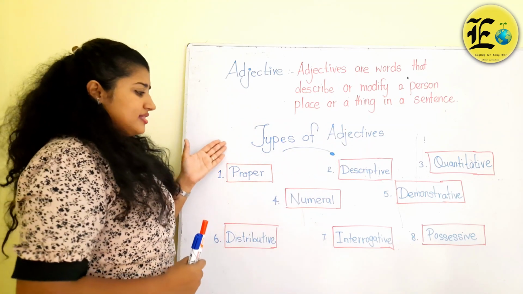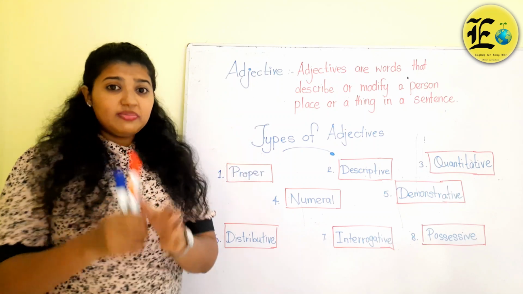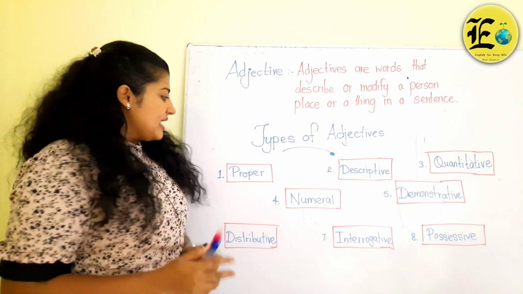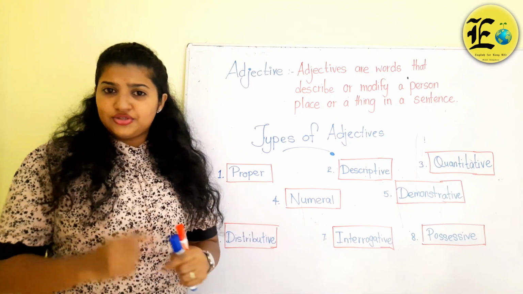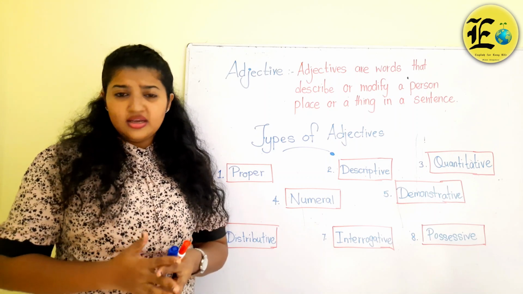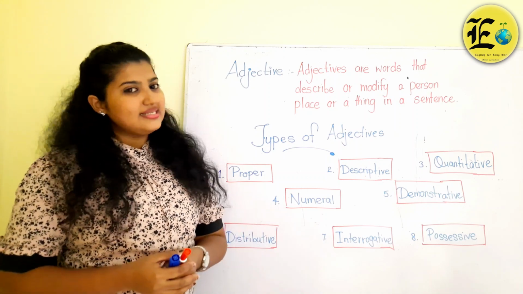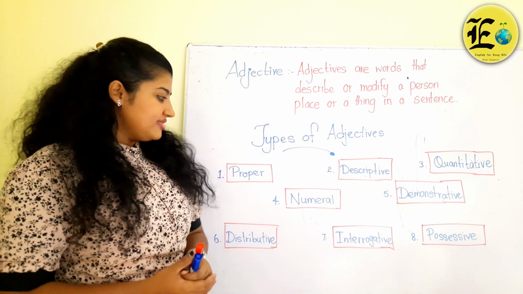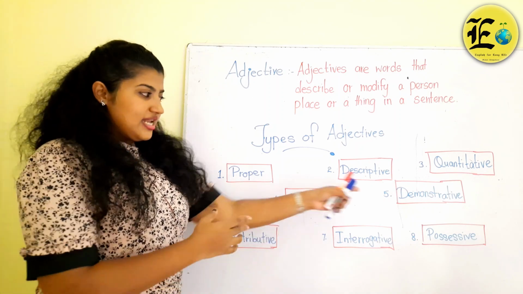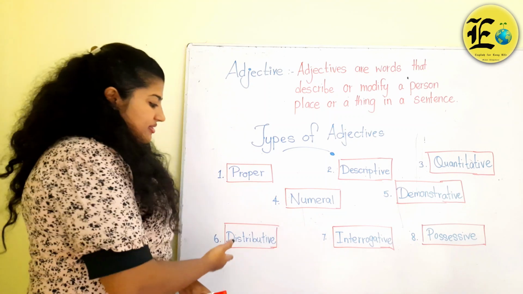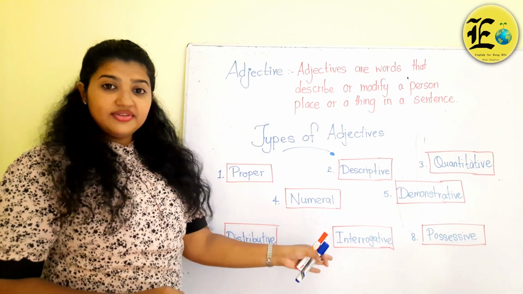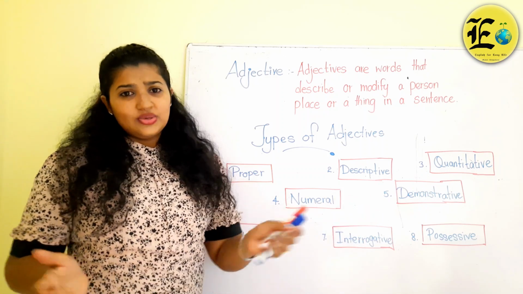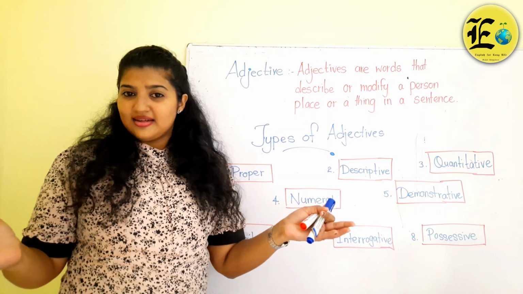Further, there are some more types of adjectives that we will be teaching you in detail throughout our lesson today. Let us have a look at what they are. Number one, proper adjectives. So today we will be discussing what proper adjectives are and where we could use these proper adjectives in a sentence. Number two, descriptive adjectives. Number three, quantitative adjectives. Number four, numeral adjectives. Number five, demonstrative adjectives. Number six, distributive adjectives. Number seven, interrogative adjectives. And the last one is the possessive adjectives. So now let us analyze each of them in detail.